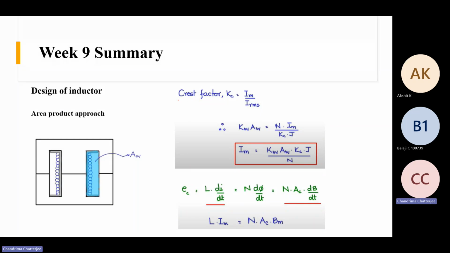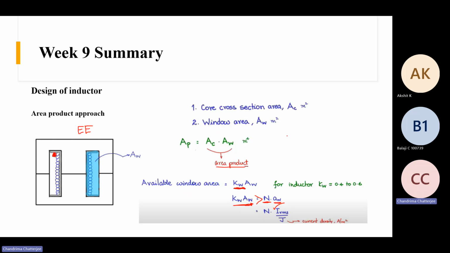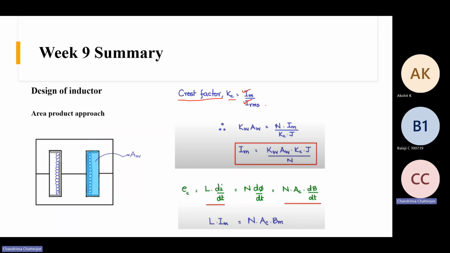And there is another factor called the crest factor, Kc, which is Im by IRMS. This is the peak current, the maximum current, and this is the RMS current. The ratio of the maximum current to the RMS current is called the crest factor. So KW AW is what? N Im by Kc J. Where does this come from? From this equation. This is N IRMS by J, and IRMS we are replacing with this. IRMS is nothing but Im by Kc. So if we replace this, we get the maximum value of current as this.